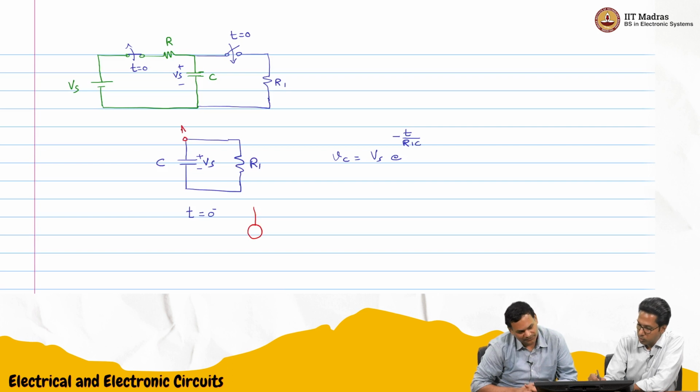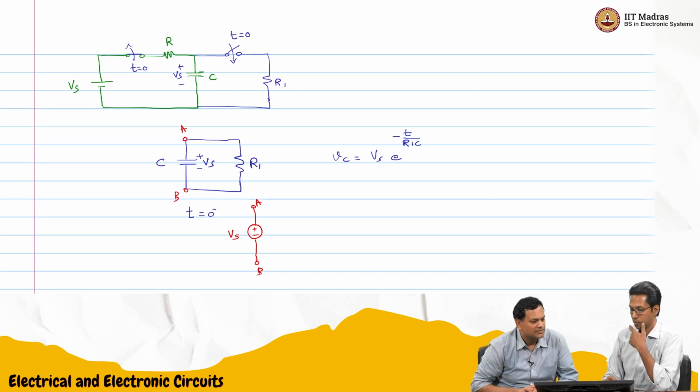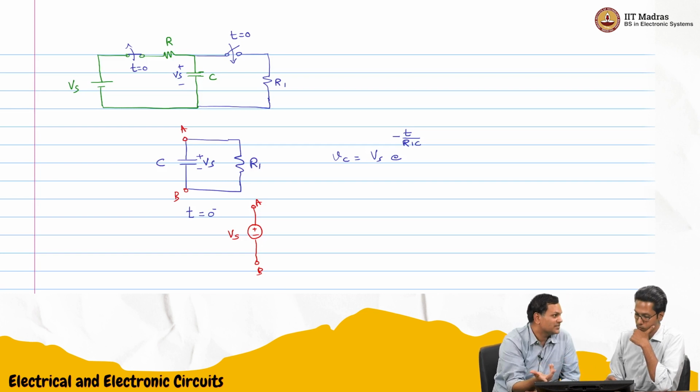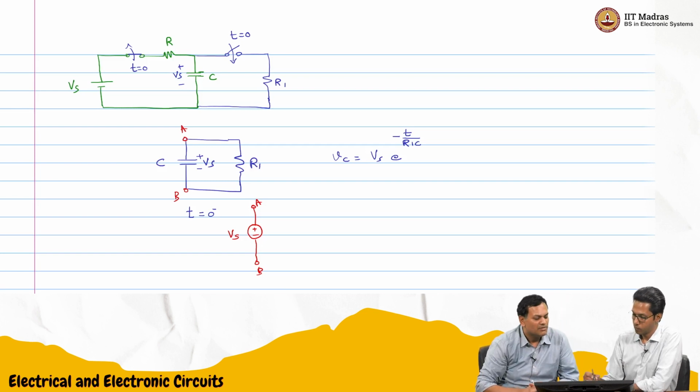So if this is A and B, plus minus Vs in this case. Or should we write Vs? In this case, it's V of 0 minus. So maybe when we summarize, we will use the right terminology, but here it is correct. Vs. And then you'll have R1 to complete the loop.